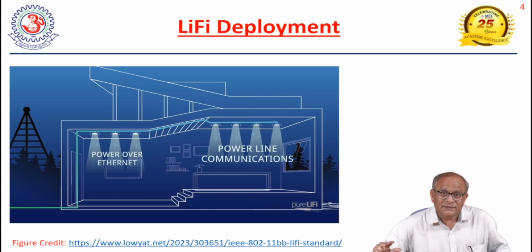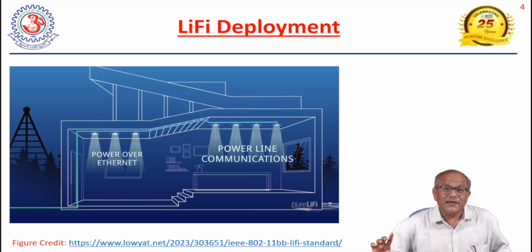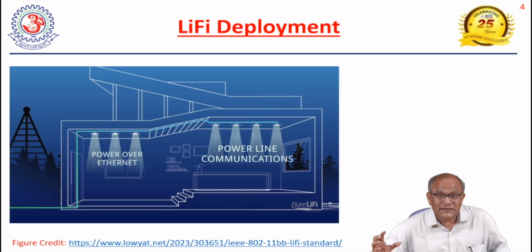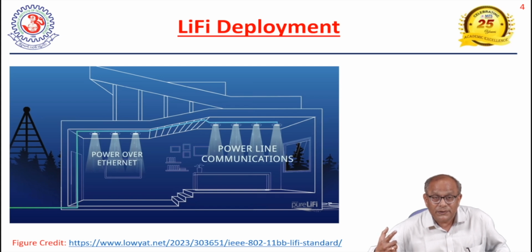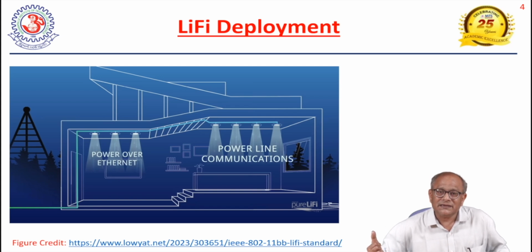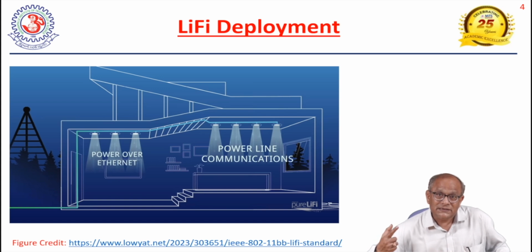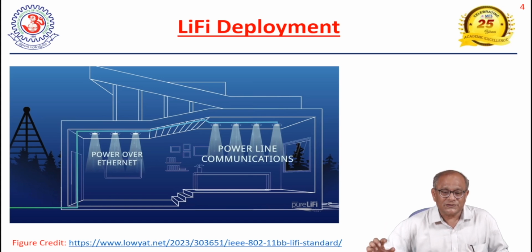So, each bulb will now be just like a Wi-Fi access point. Each bulb is like a Wi-Fi access point. Now what happens? Anybody who sits anywhere nearer to the light with a device which also has a transmitter and receiver, whatever that bulb is transmitting, the receiver can receive, and whatever this device transmits, that bulb's receiver can receive. So that's exactly how this Li-Fi technology works.